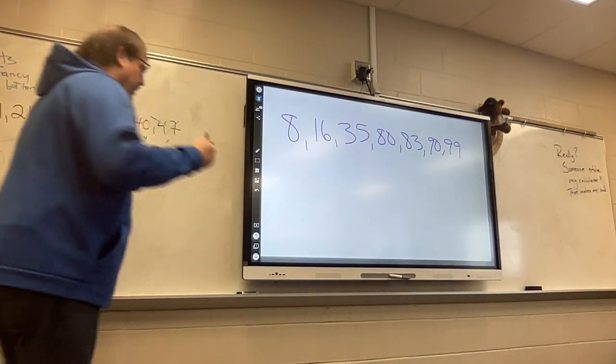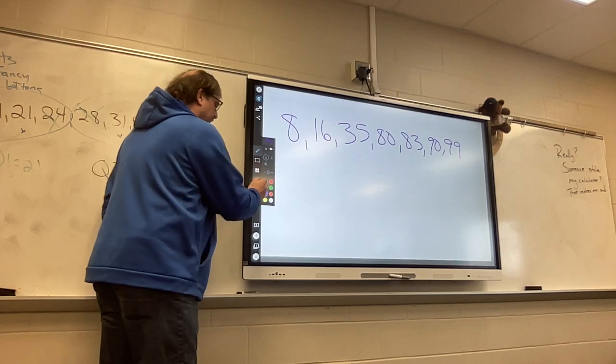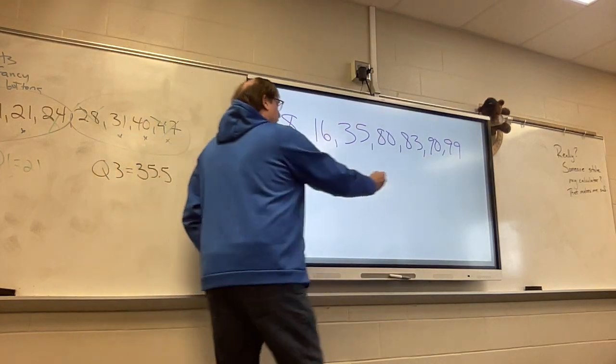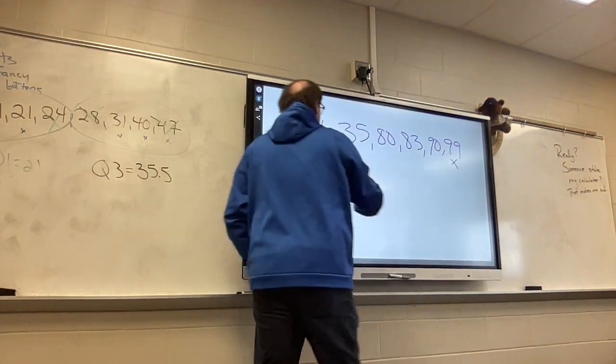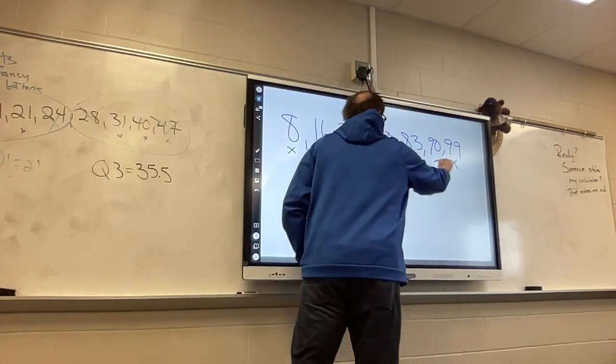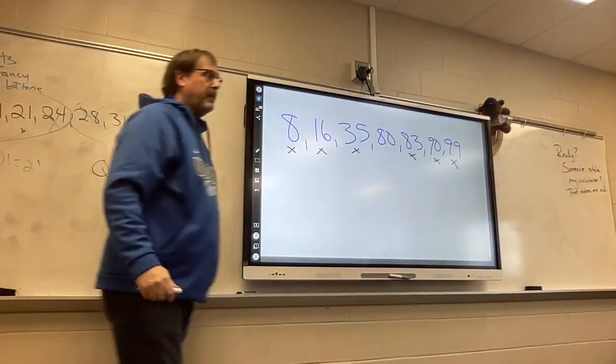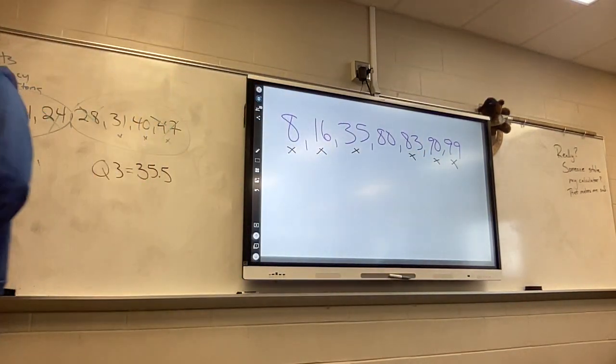The only reason I'm doing this other one is for the median, Q1, and Q3. So for the median, cross one out on each end, one on each end, one on each end. There's just one number in the middle, it's 80. That's your median.